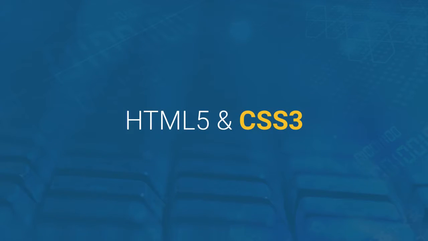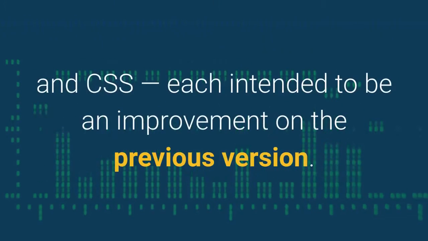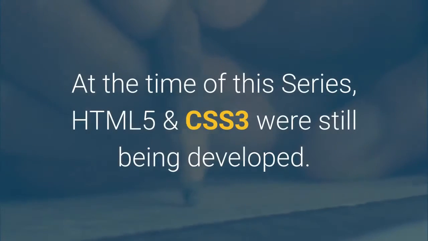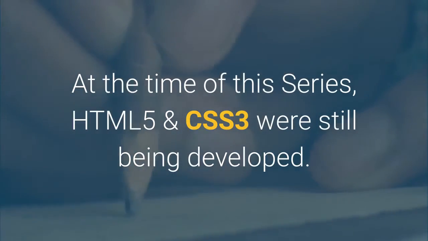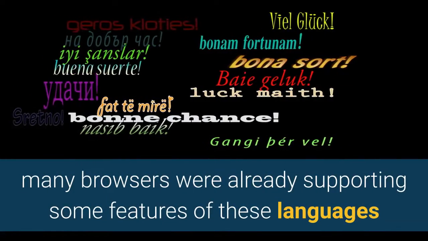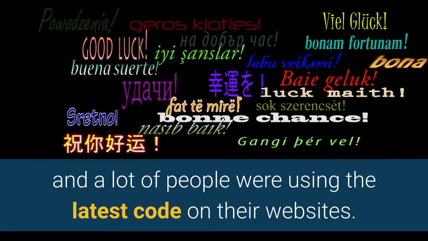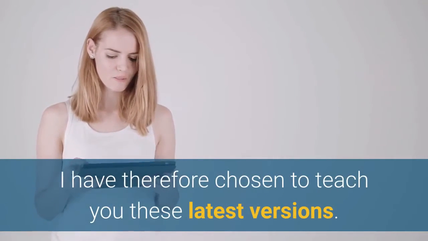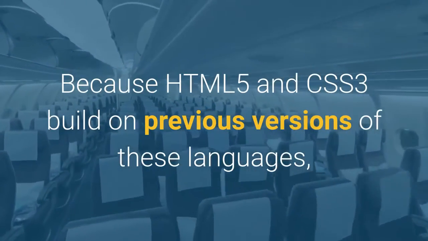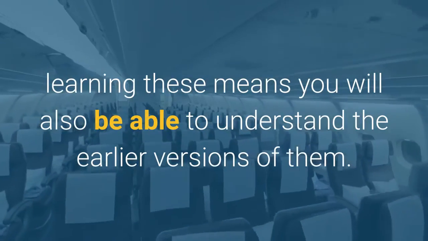HTML5 and CSS3. Since the web was first created, there have been several versions of HTML and CSS, each intended to be an improvement on the previous version. At the time of this series, HTML5 and CSS3 were still being developed. Although they had not been finalized, many browsers were already supporting some features of these languages, and a lot of people were using the latest code on their websites. I have therefore chosen to teach you these latest versions. Because HTML5 and CSS3 build on previous versions of these languages, learning these means you will also be able to understand the earlier versions of them.